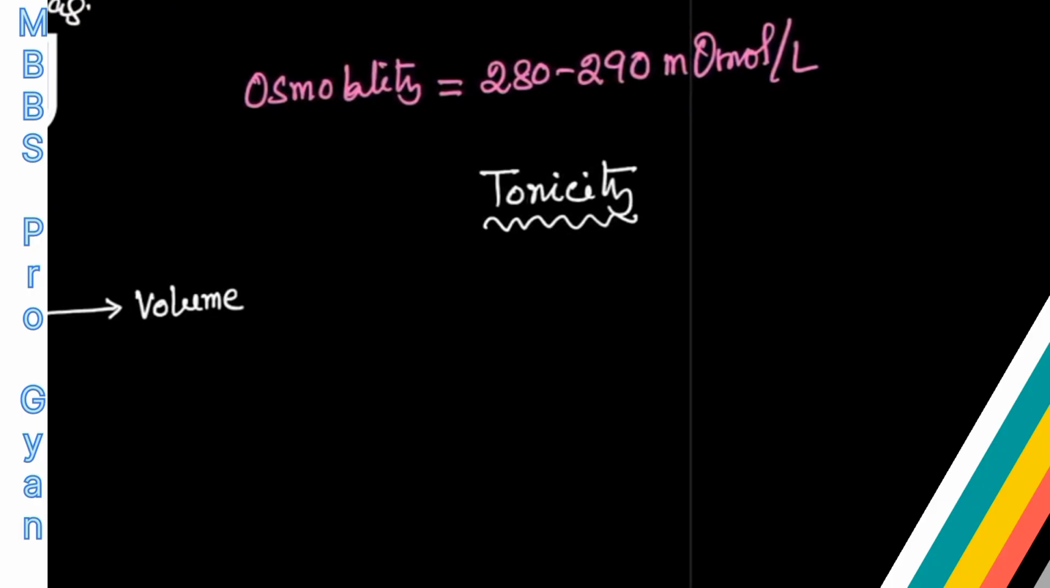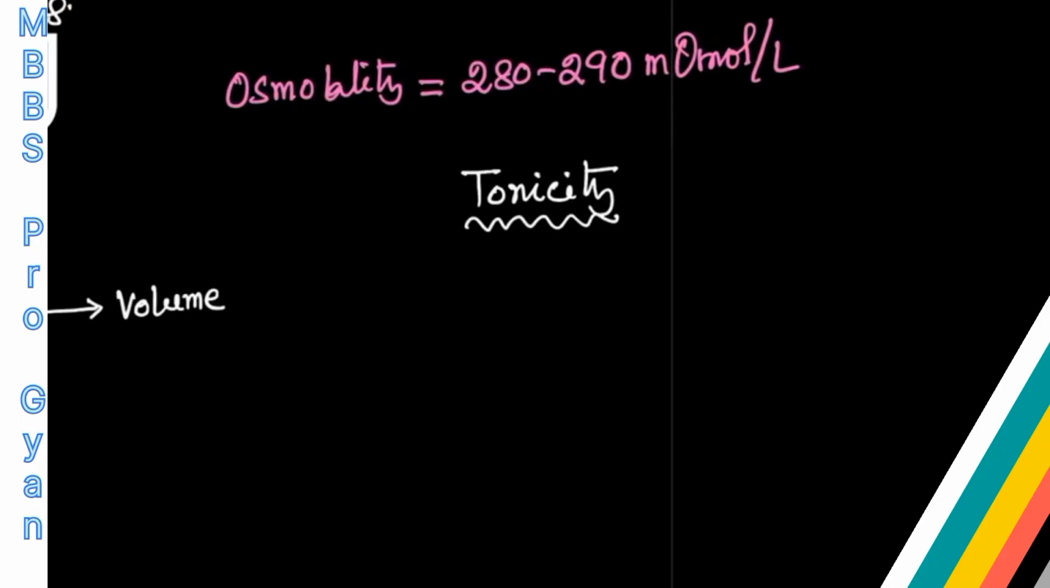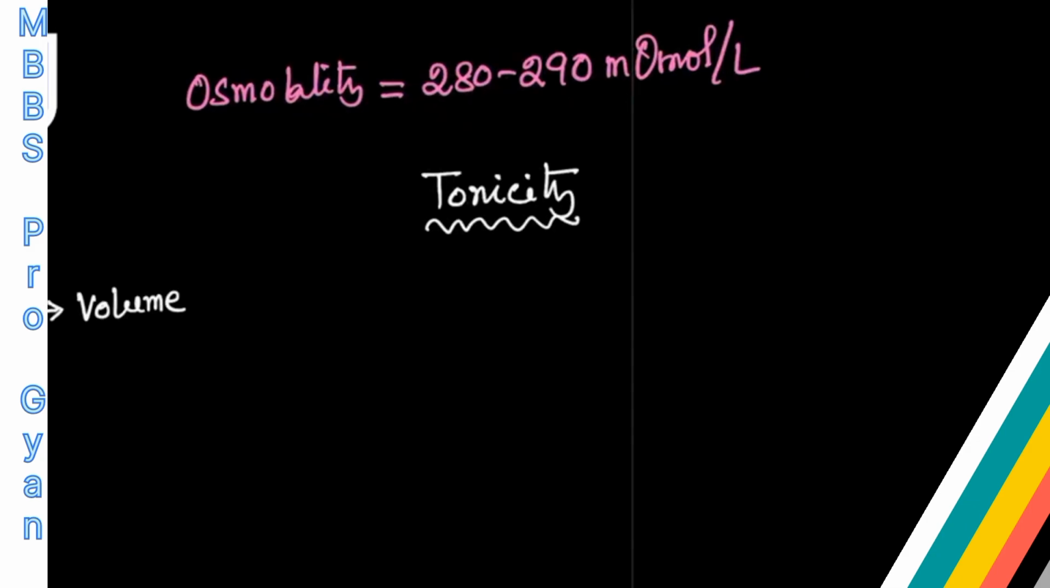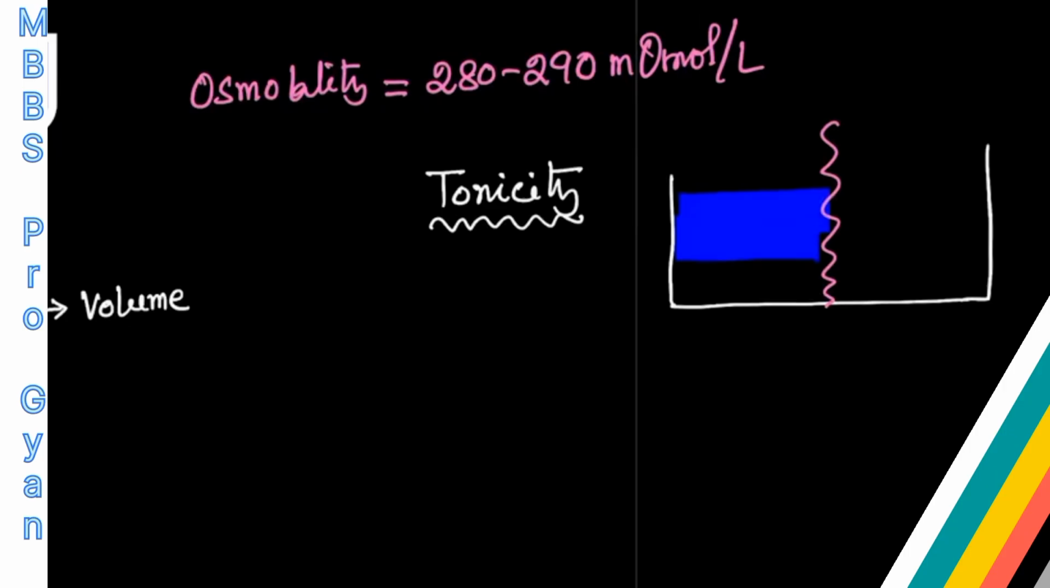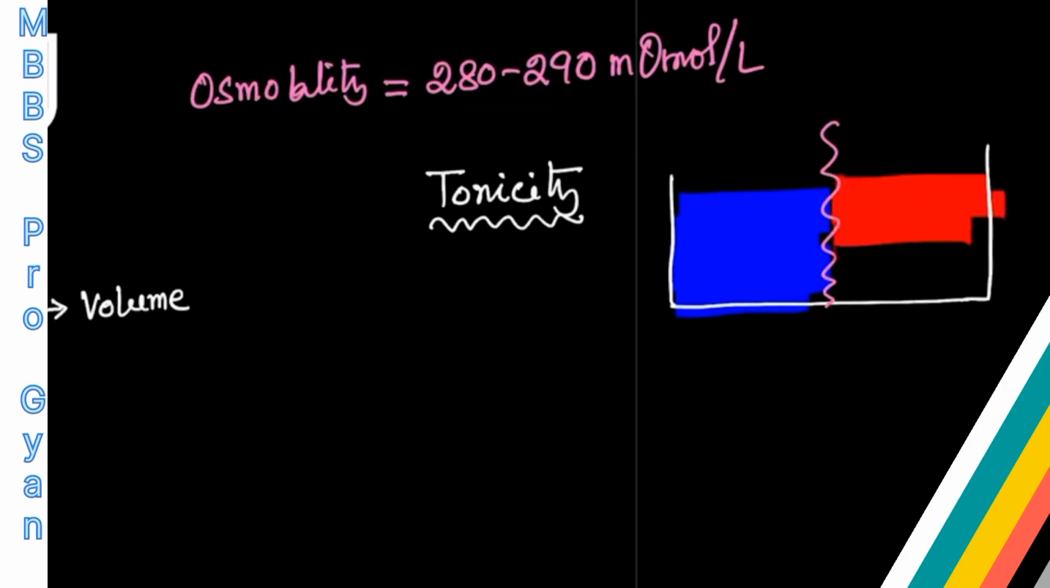So what is the meaning of tonicity? You know that the word tonicity will be used whenever there are two compartments and the two compartments are separated by a semi-permeable membrane. Okay, right. So try to understand this. Suppose this is a semi-permeable membrane, and on both sides of this semi-permeable membrane there is a certain volume of water.